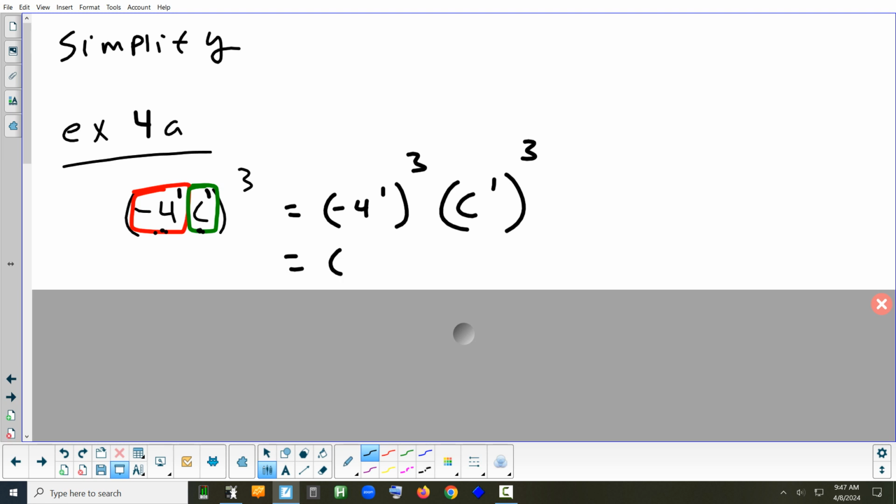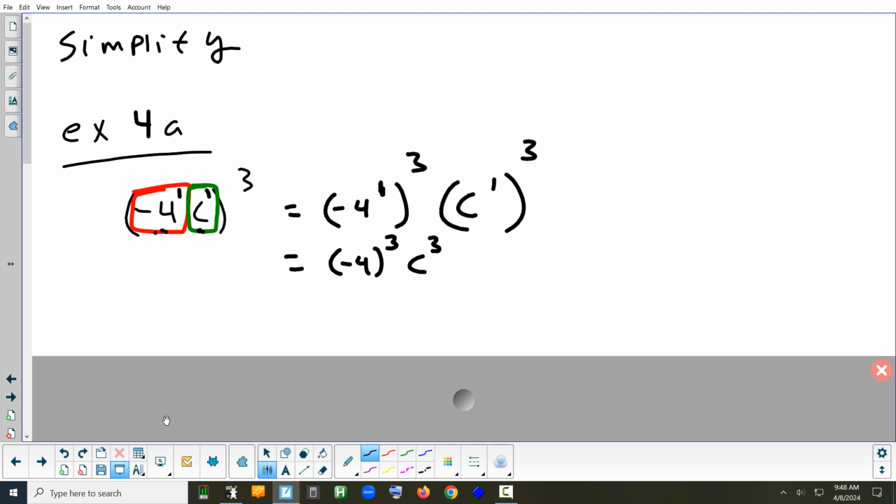Okay, so now we're going to have negative 4. This is a power to a power. What do we do with these two numbers when you raise a power to a power? Yep, how do you combine them though? You multiply them. Yep. What's 1 times 3? So that's going to be 3. And now we have the same thing again. C to the first to the third. Power to a power. What do we do with the 1 and the 3? Multiply them. So it's going to be c to the third.